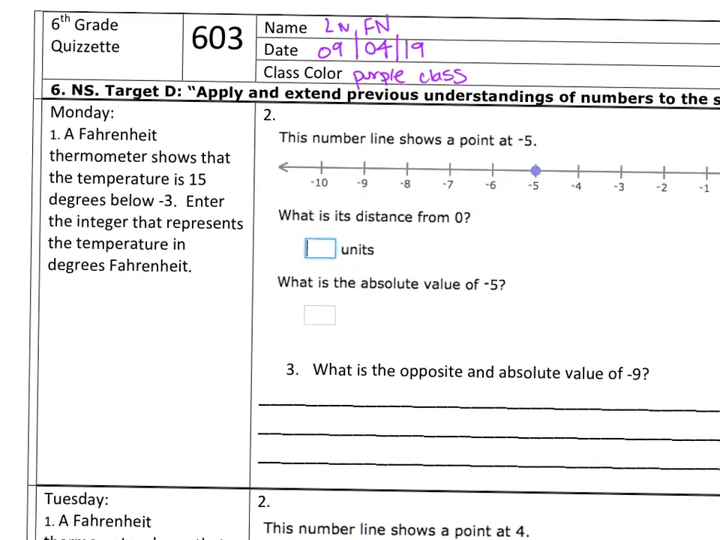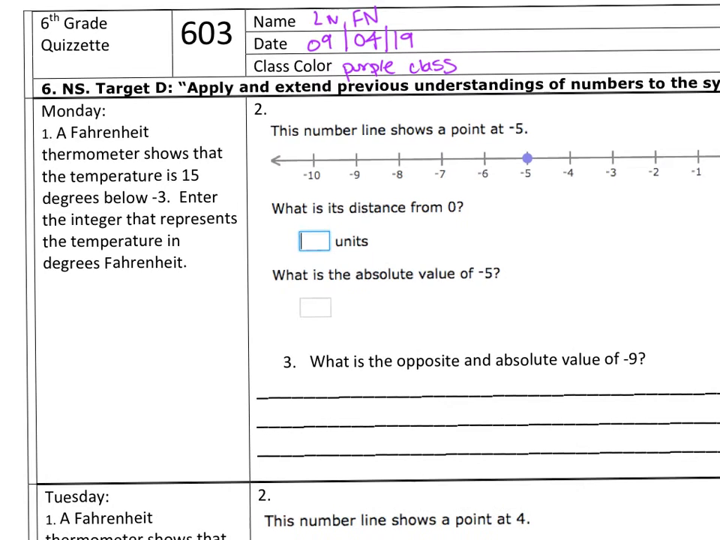Number 1 on your Quizzette is always going to give you a scenario, and you're going to have to deduce or conclude what the integer is that they're asking you about. An integer is just a fancy word for positive and negative numbers. That's it. So, number 1, a Fahrenheit thermometer shows that the temperature is 15 degrees below -3.